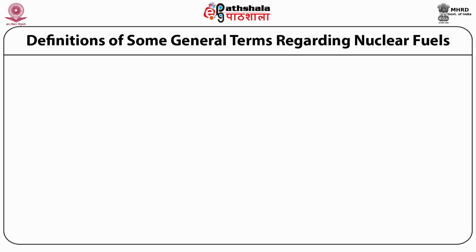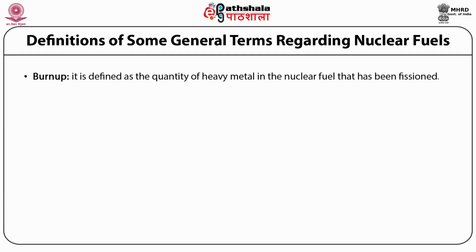Let us define some important basic terms regarding nuclear fuels before we begin with the nuclear fuel. First, burn up. Fuel burn up is an important characteristic of nuclear fuels, which is defined as the quantity of heavy metal in the nuclear fuel that has been fissioned.